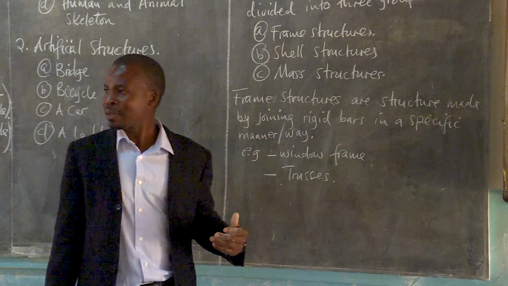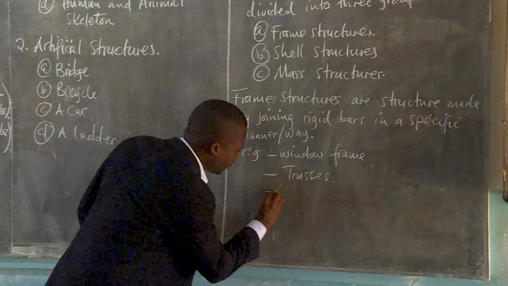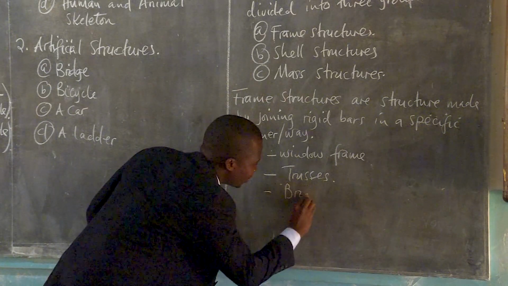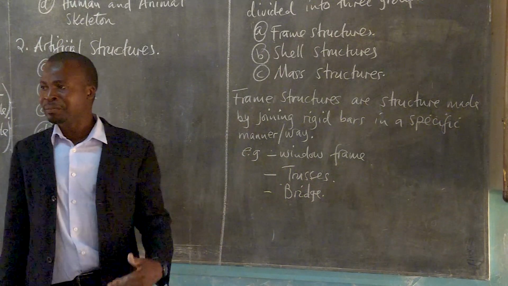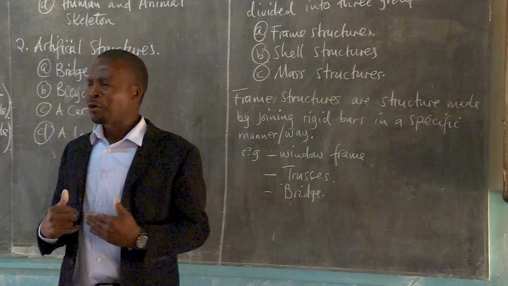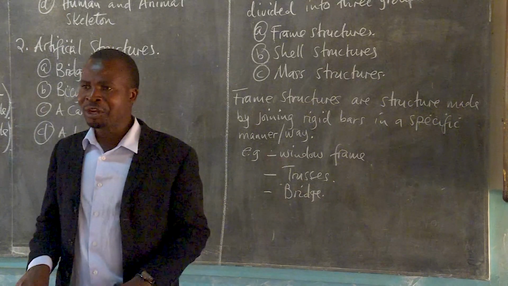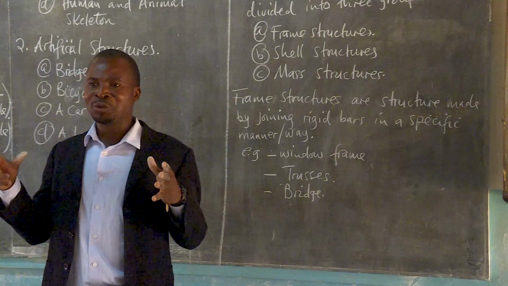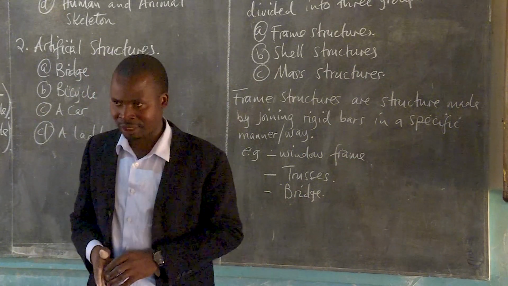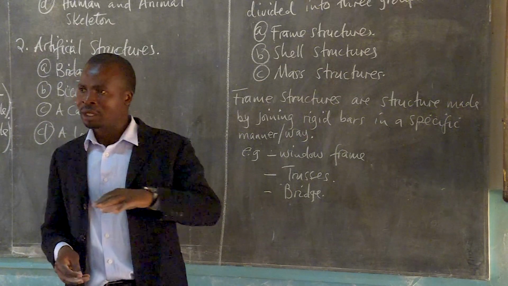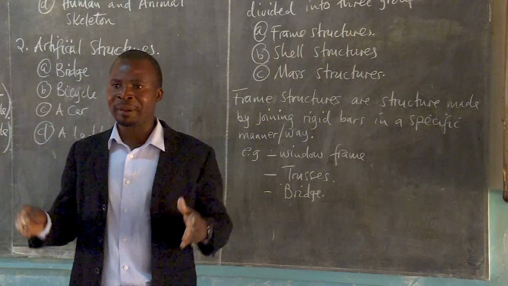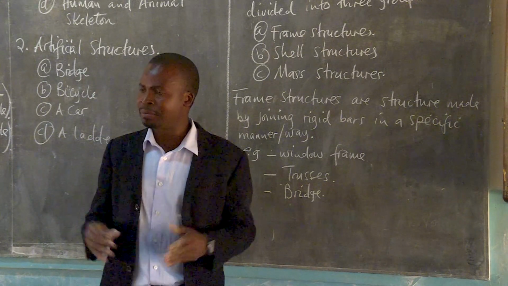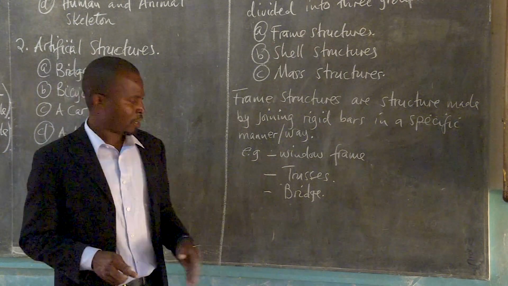Lennox. A bridge. A bridge is also a frame structure. For you to build a bridge, first you need to make a frame structure. That's why now you can start putting on the concrete and so on. But it is first made by frames. You join them together. What else?